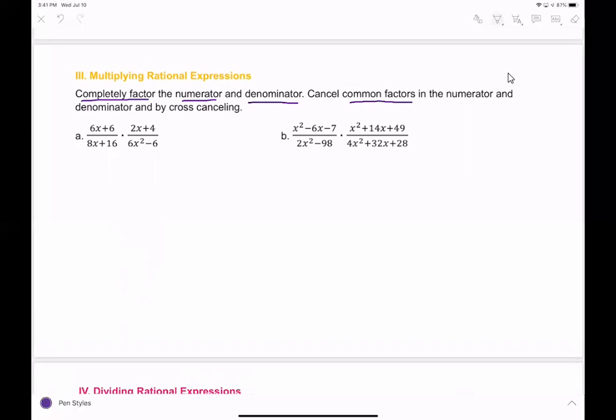So in the numerator of the first fraction, we have a GCF. Our GCF is a 6, which is going to leave us with an x plus 1. In our denominator, we have an 8 that we can factor out, which leaves us with an x plus 2. We're going to multiply, and then we're going to factor the second fraction. In the numerator, we have a 2, and that's going to leave us with an x plus 2.